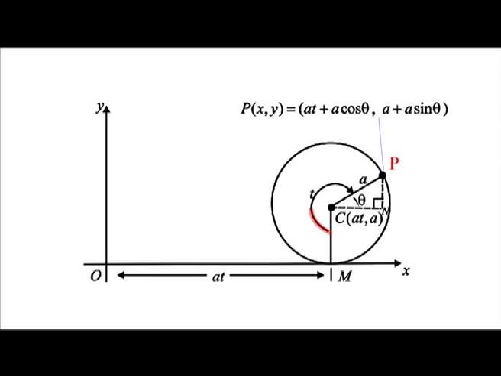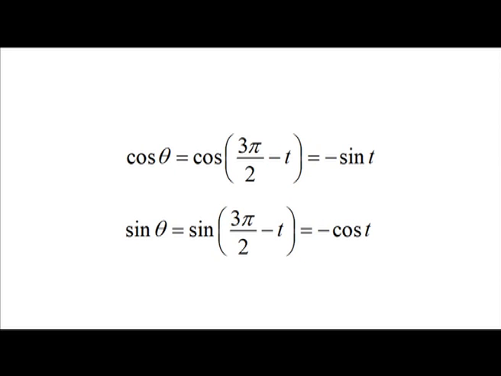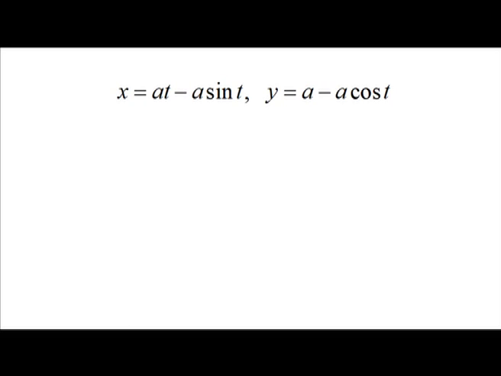To express theta in terms of t, we observe from the figure that t plus theta is equal to 3 pi by 2. So, theta is equal to 3 pi by 2 minus t. This makes cos theta equal to cos of 3 pi by 2 minus t, which is equal to negative sin t, and sin theta is equal to sin of 3 pi by 2 minus t, which is equal to negative cos t. Thus, the equations of the cycloid we seek are x is equal to a t minus a sin t and y is equal to a minus a cos t.